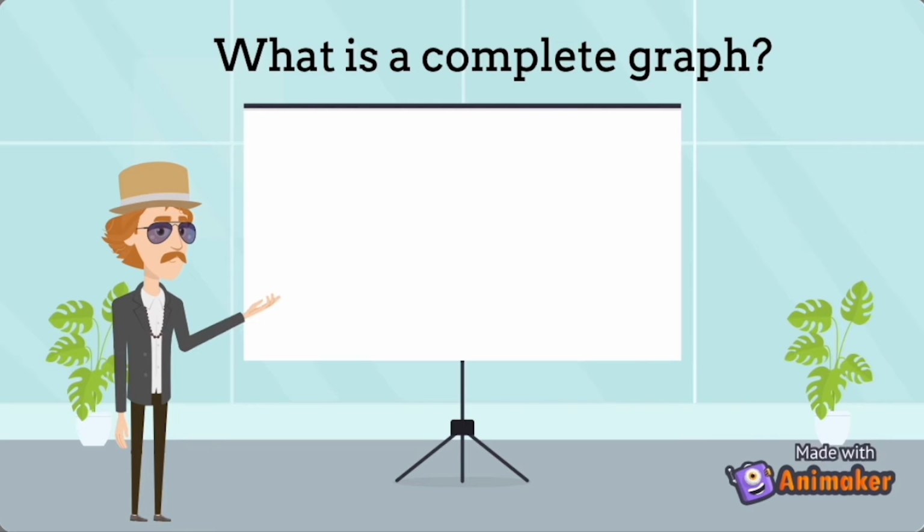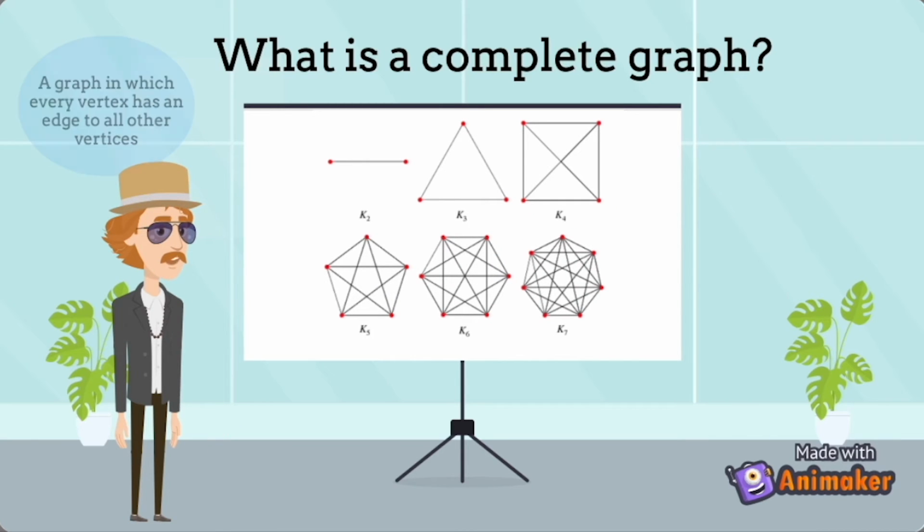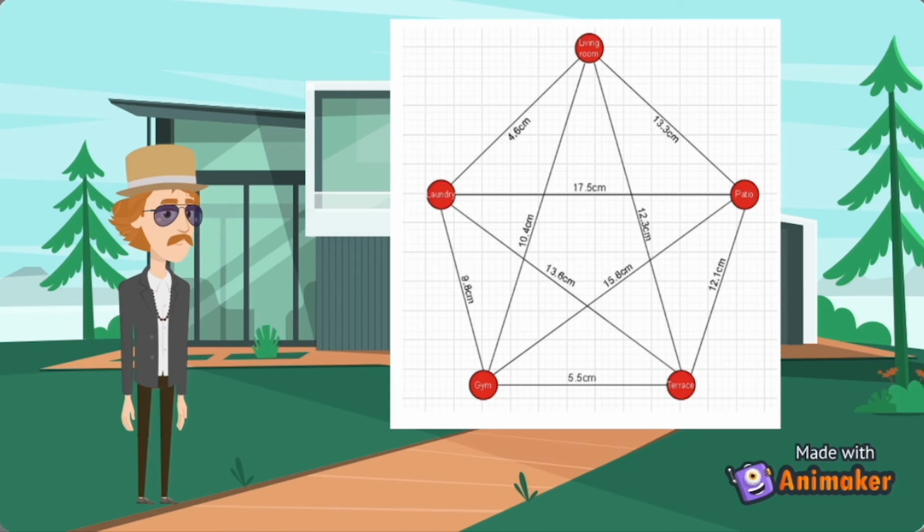Now we're going to talk about complete graphs. So what is a complete graph? A complete graph is any graph where each vertex has an edge to all other vertices. That is called a complete graph. This is our complete graph that we have made. We can see the 5 red dots, which are our settings for the scavenger hunt: the living room, the patio, terrace, gym and laundry. And we can see the edges, which are all paired to the vertices. And each edge carries a weight. These are the distances between the vertices.